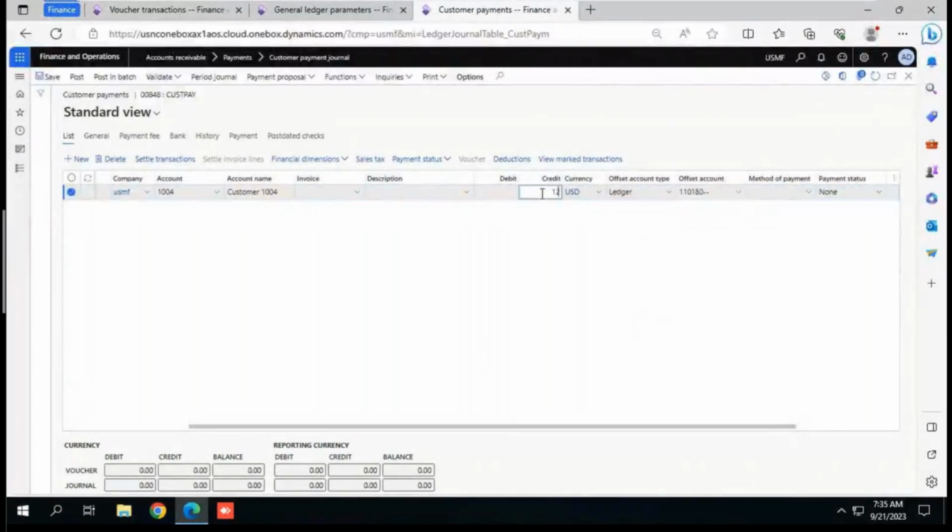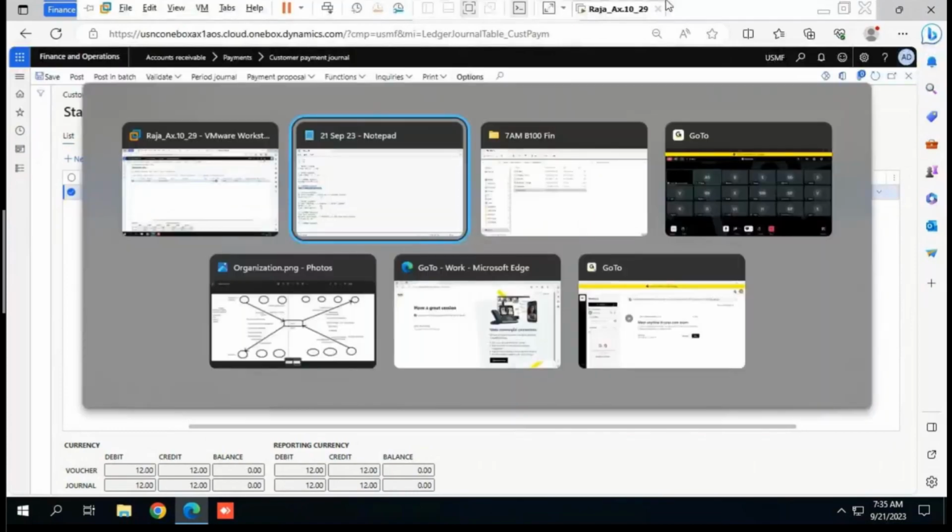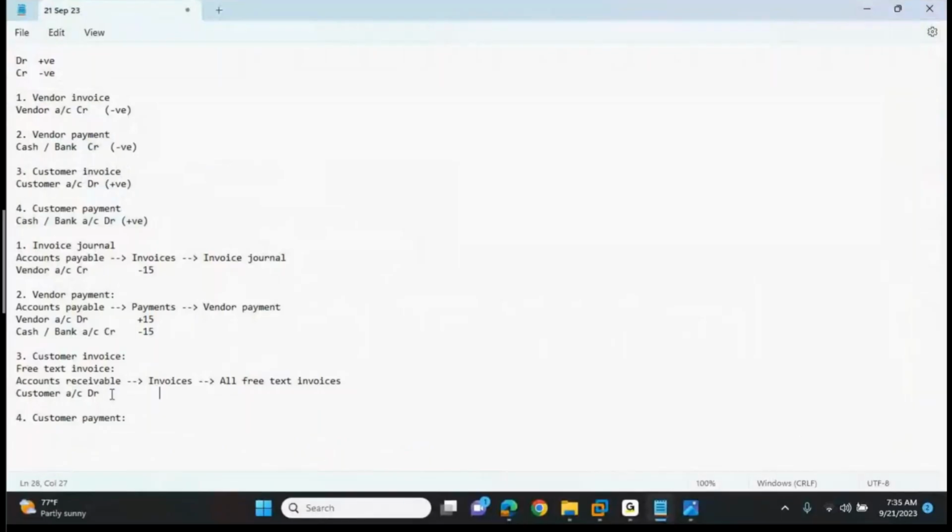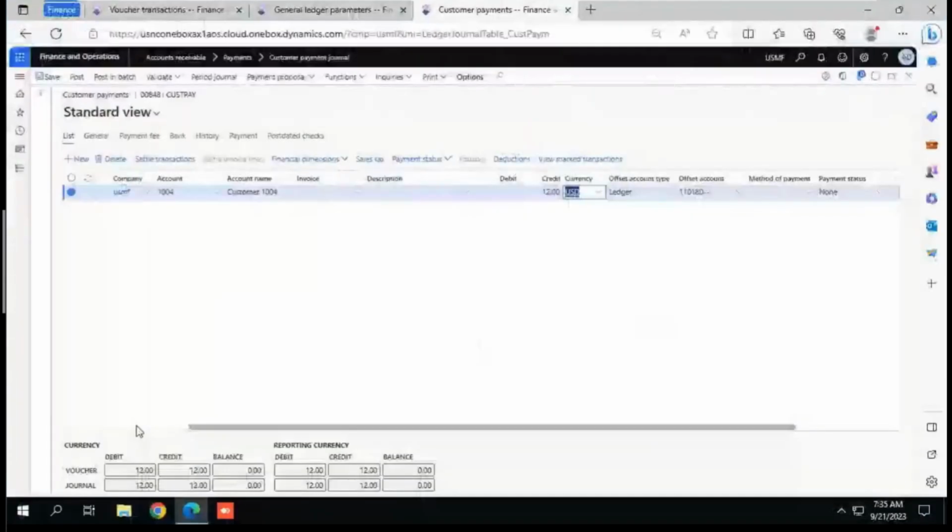So look at this one. At the time of invoice, customer balance is debit. At the time of payment, customer balance will be credited, so that it will become 0. And your cash balance or bank balance will be increased. Make sense? So we need to enter credit for the customer. And we can verify debit and credit. It is 12. We can post.